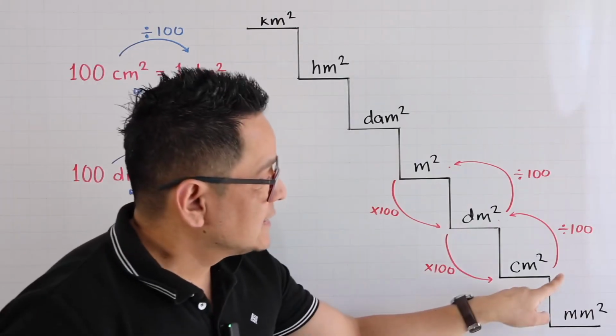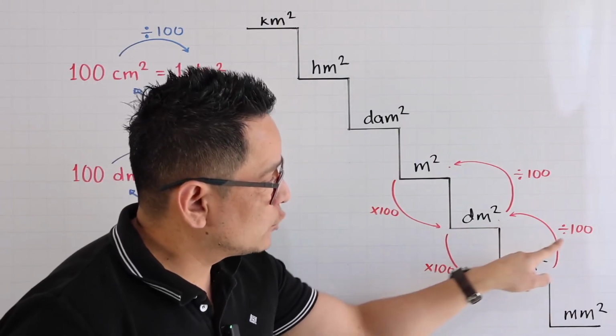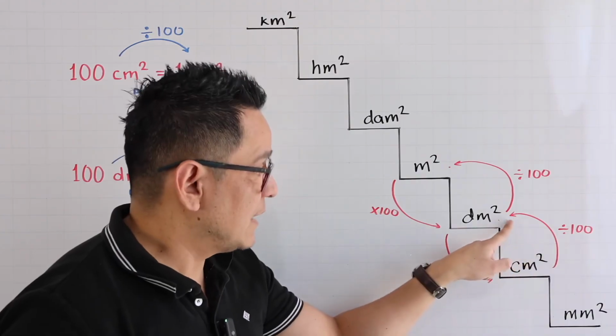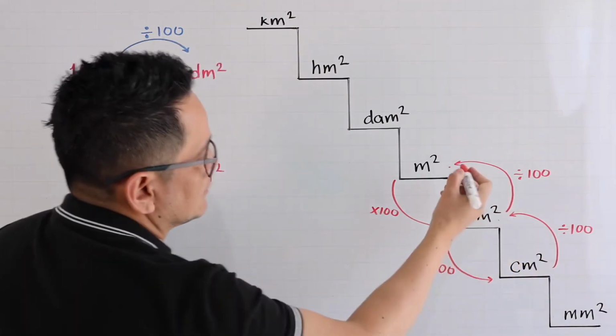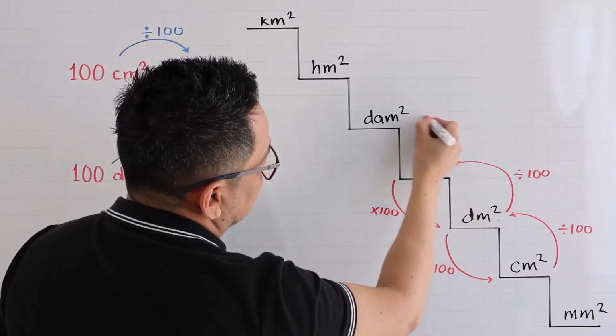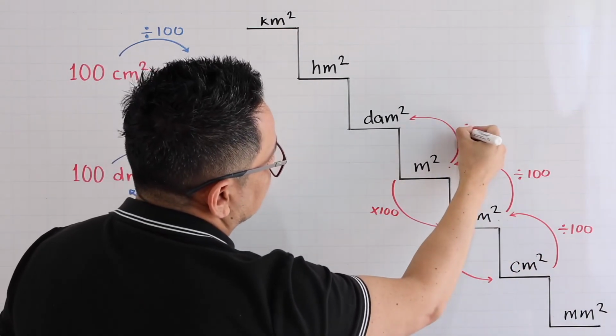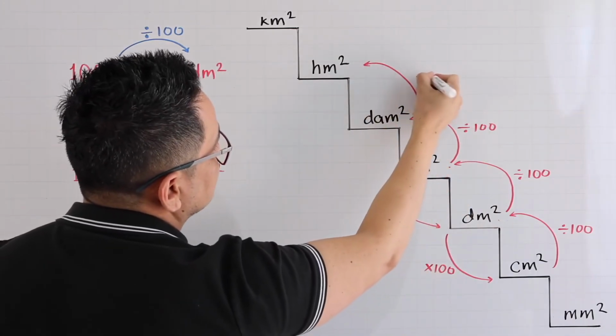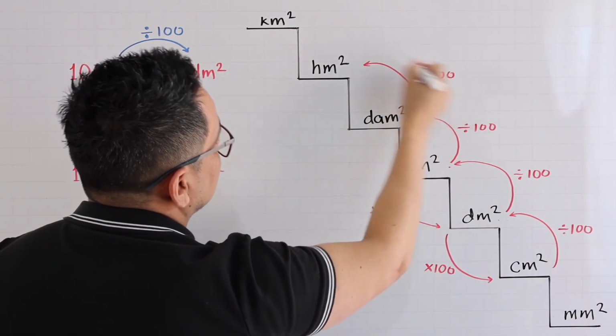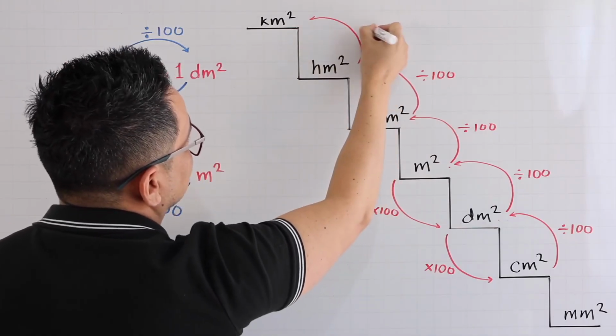So look, if to go from here to here, I had to divide by 100, then from here to here, I also had to divide by 100. So what would we expect? Well, the same thing here, right? If I want to go from here to here, I would also have to divide by 100. And if I wanted to go from here to here, then I would also have to divide by 100. And well, this way we can complete the table.